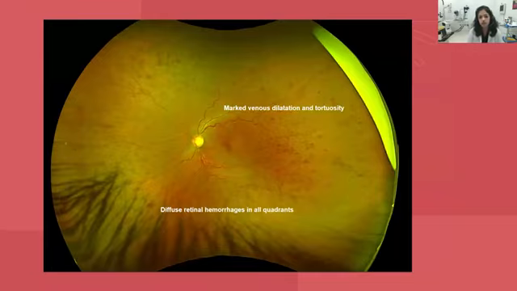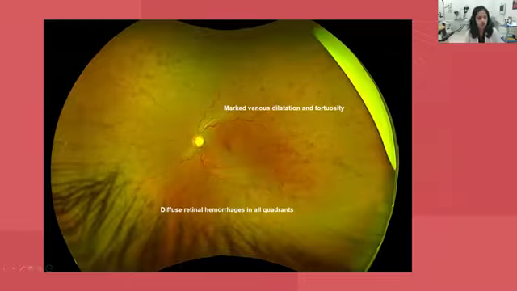There's also marked venous dilatation and tortuosity. You can see all the veins are very, very dilated, and there's no typical cotton wool spots or optic disc swelling in this, but this is obviously a case of central retinal vein occlusion.